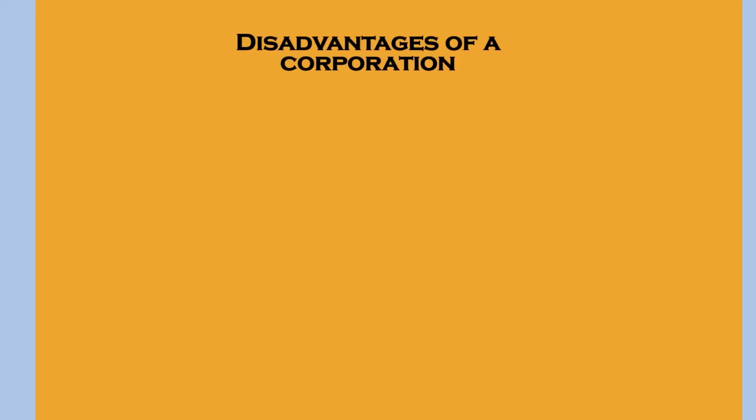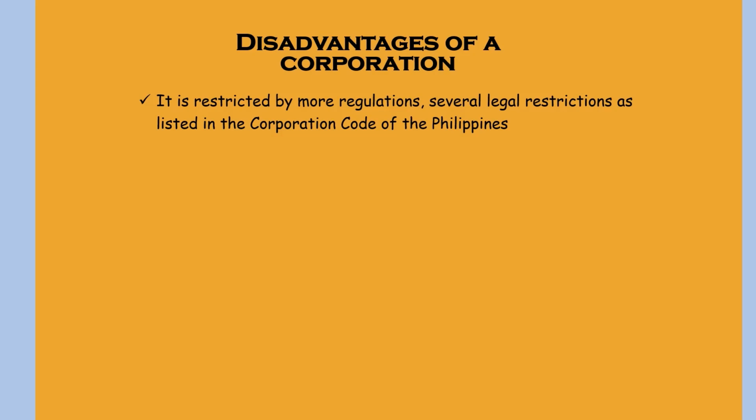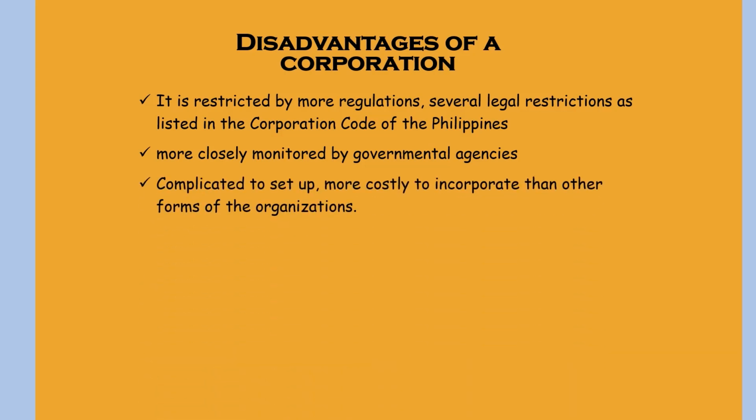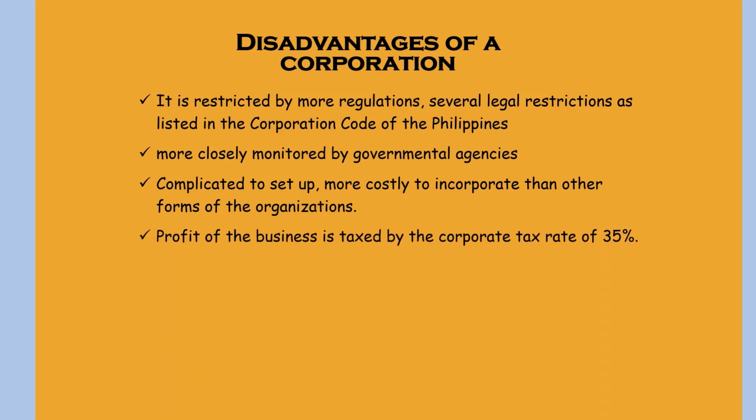There are also disadvantages of a corporation. A corporation is restricted because there are more regulations, several legal restrictions as listed in the Corporation Code of the Philippines. Corporations are more closely monitored by governmental agencies, complicated to set up, or more costly to incorporate than other forms of organizations. Profits of the corporation are taxed by the corporate tax rate of 35%.